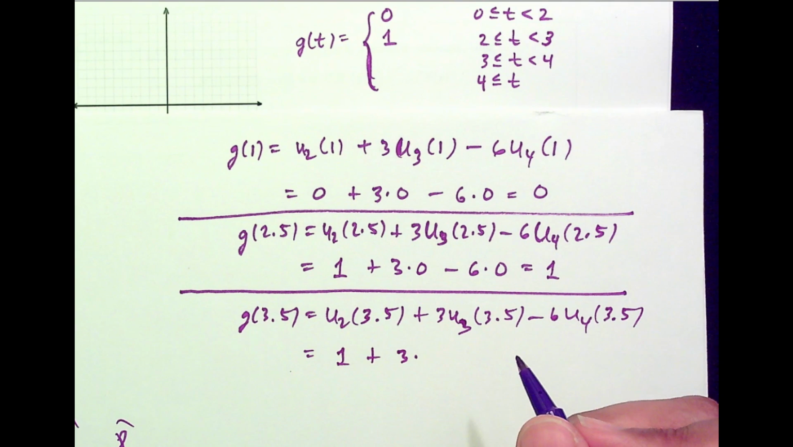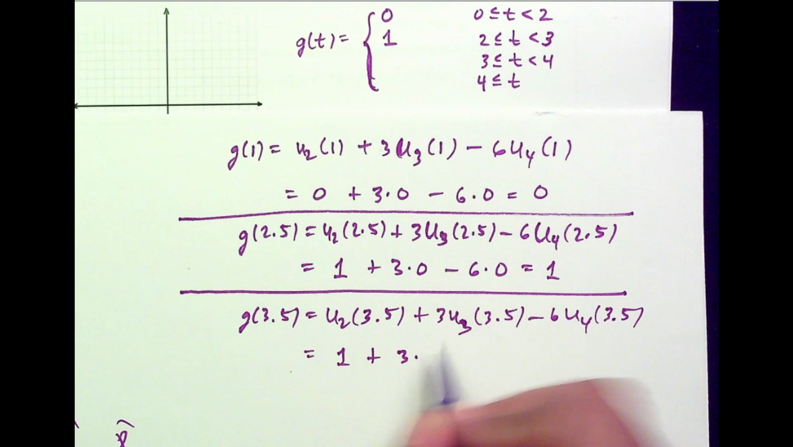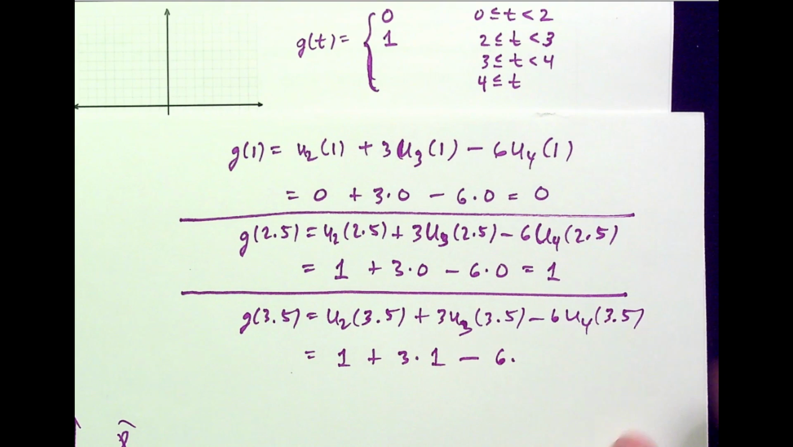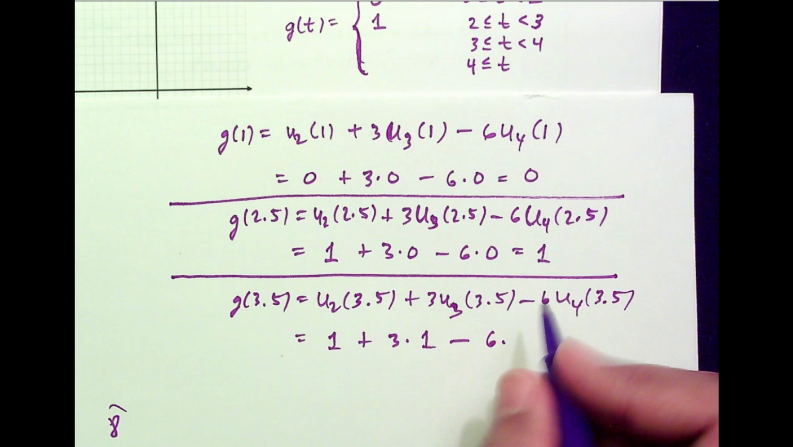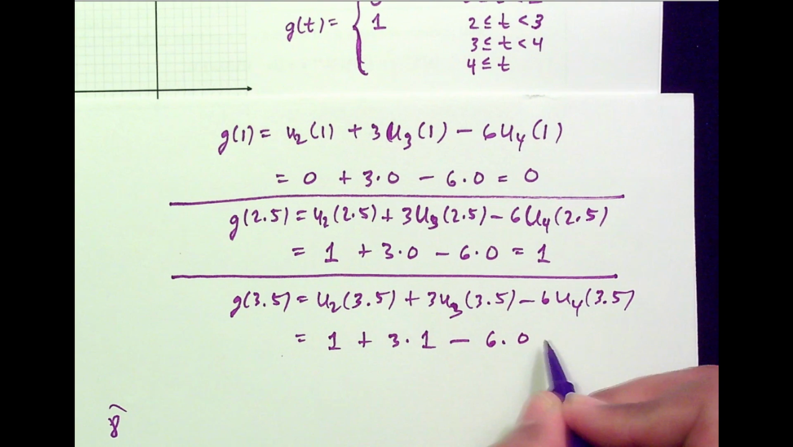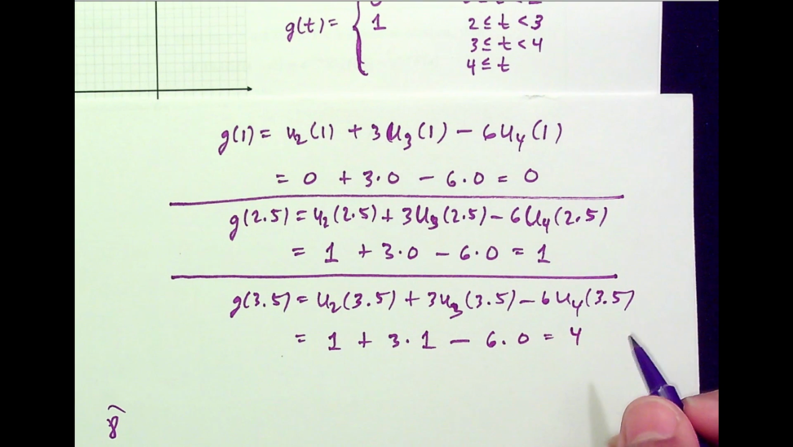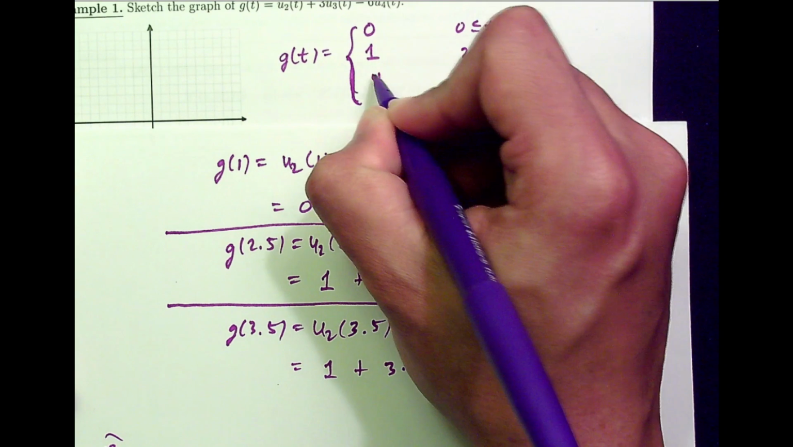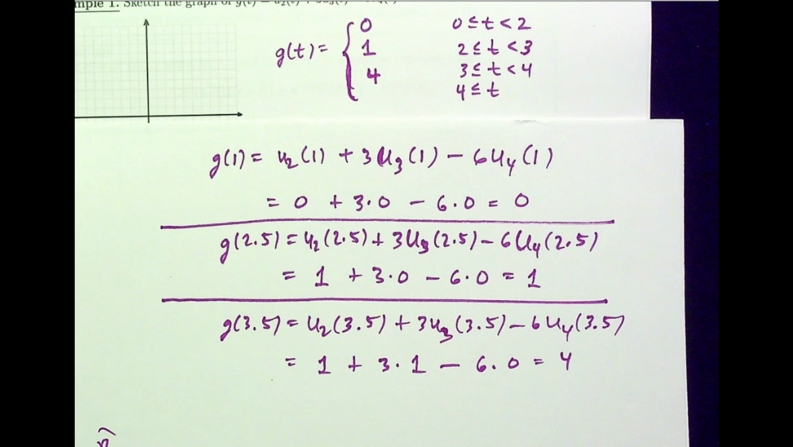3.5 happens after 3, after this one has been turned on, so the value is 1. And then 3.5 happens before 4, so that means this one is 0. Now 1 plus 3 minus 0, that is 4. So that means the value between 3 and 4 is 4.